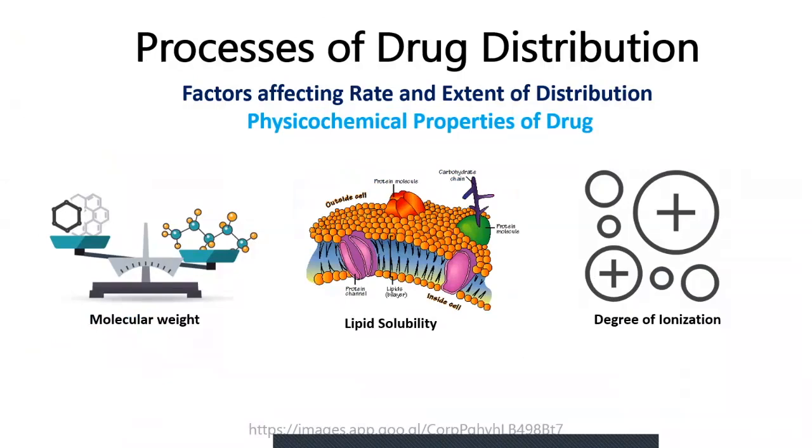Students, we are now going to the rate and extent of distribution. Factors that affect drug absorption, for example, ionization of the drug, lipophilicity of the drug, size of the drug, pH of the environment, etc., also govern the rate and extent that a drug will distribute to various tissues in the body.